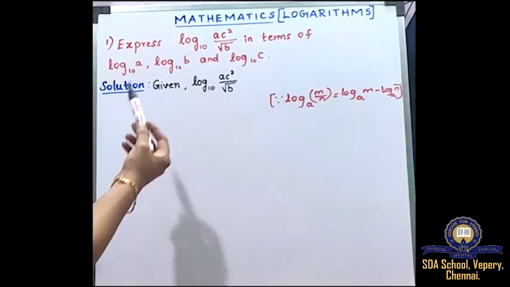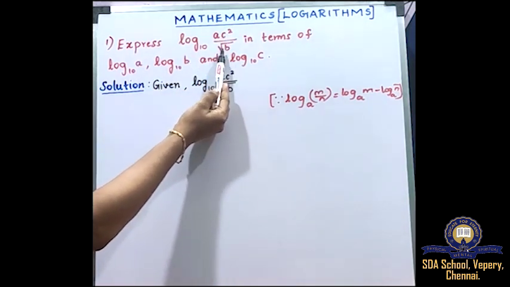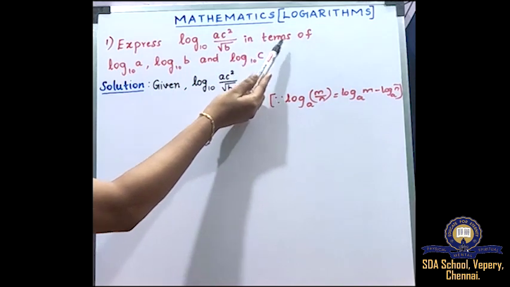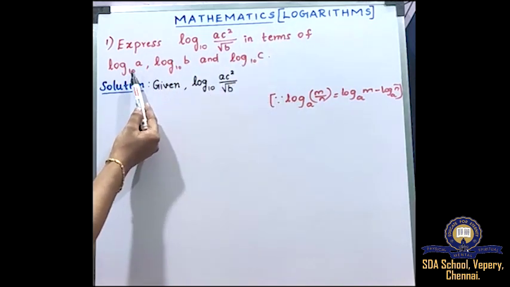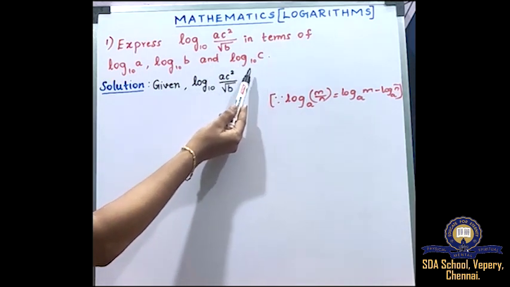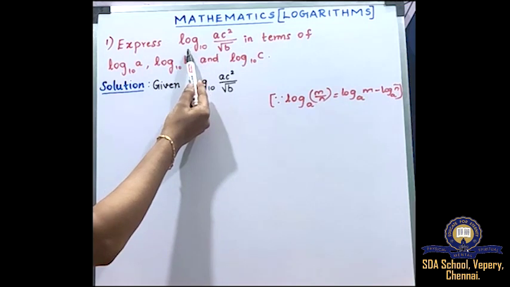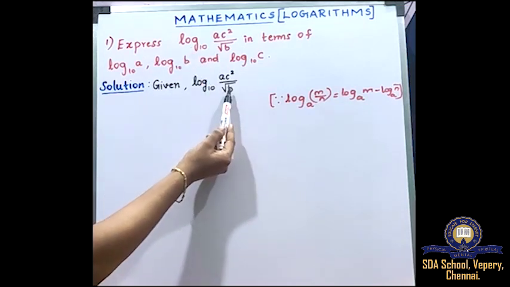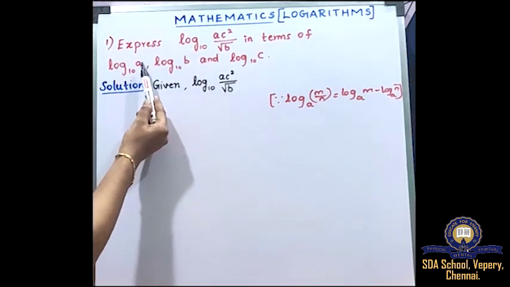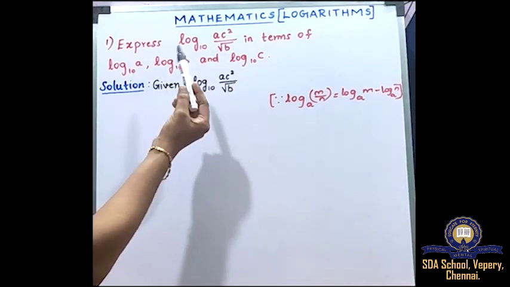So the first question is express log of ac square divided by root b to the base 10 in terms of log a to the base 10, log b to the base 10 and log c to the base 10, right? So which means if you solve the given question, your answer should be in terms of log a to the base 10, log b to the base 10 and log c to the base 10.